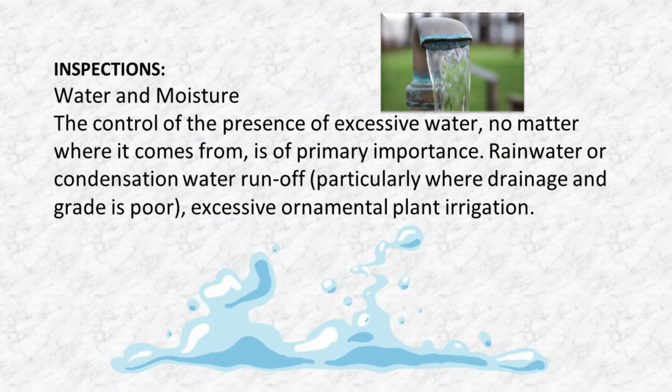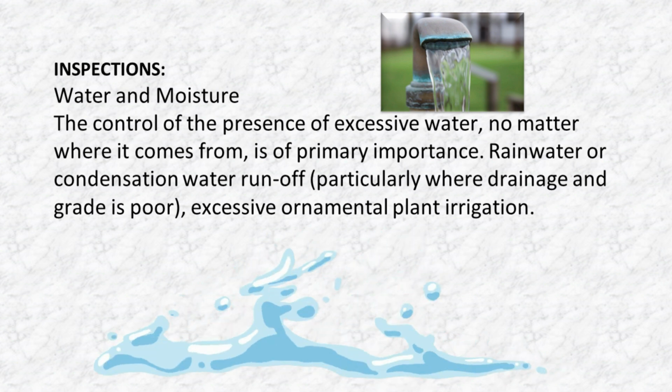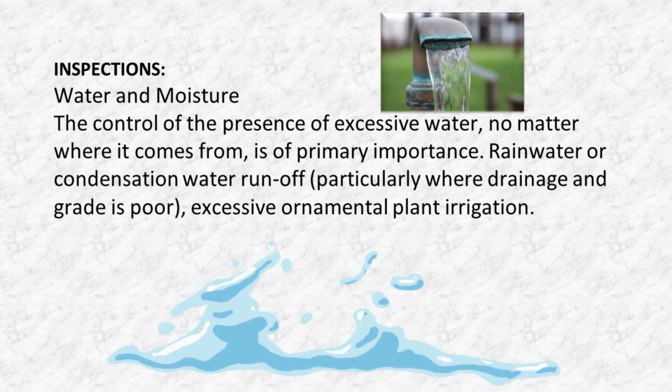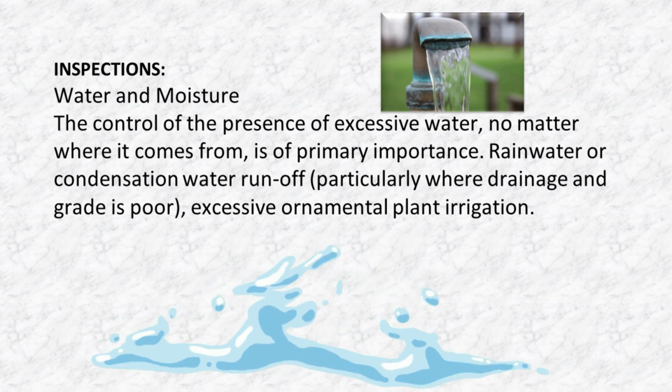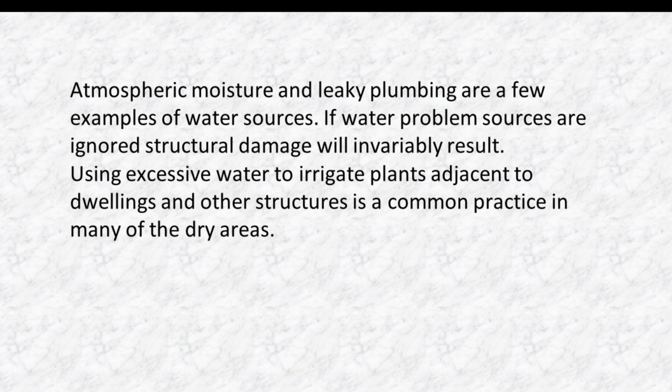Inspections, water and moisture. The control of the presence of excessive water, no matter where it comes from, is of primary importance. Rainwater or condensation water runoff, particularly where drainage and grade is poor, excessive ornamental plant irrigation, atmospheric moisture and leaky plumbing are a few examples of water sources. If water problem sources are ignored, structural damage will invariably result.